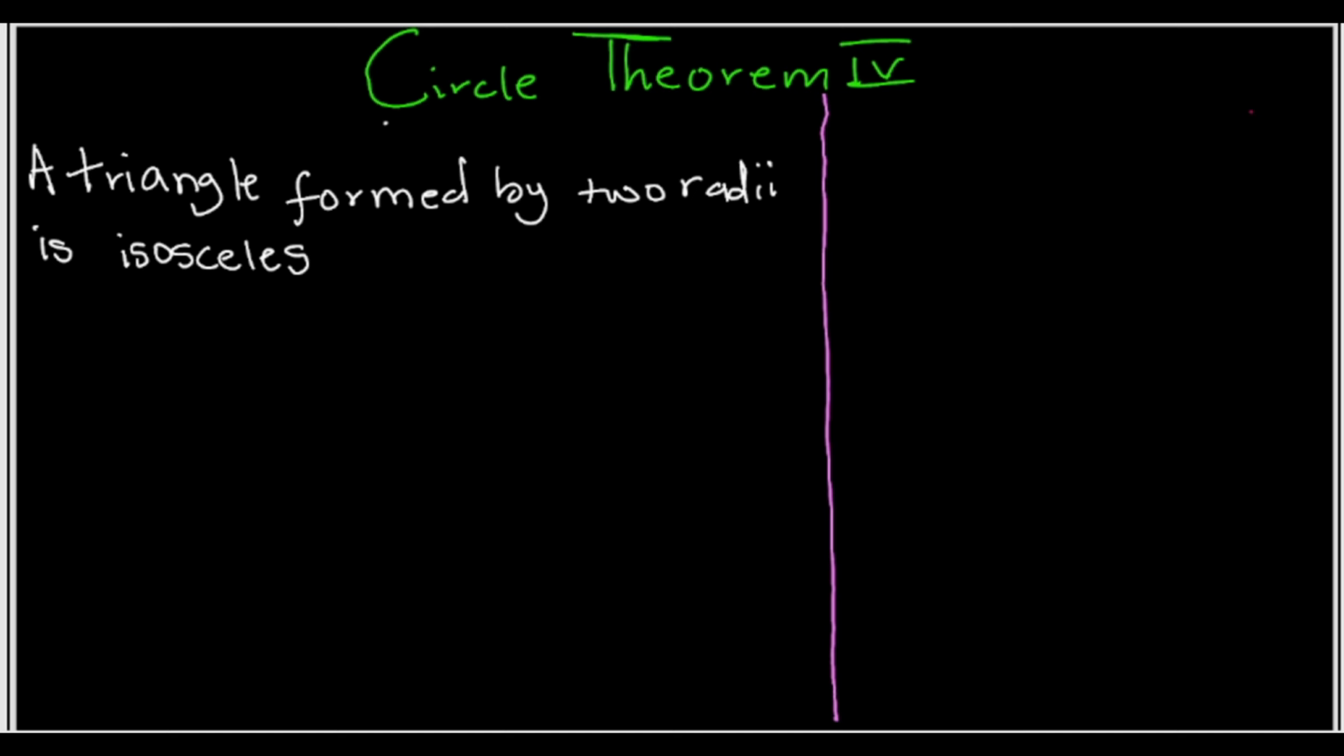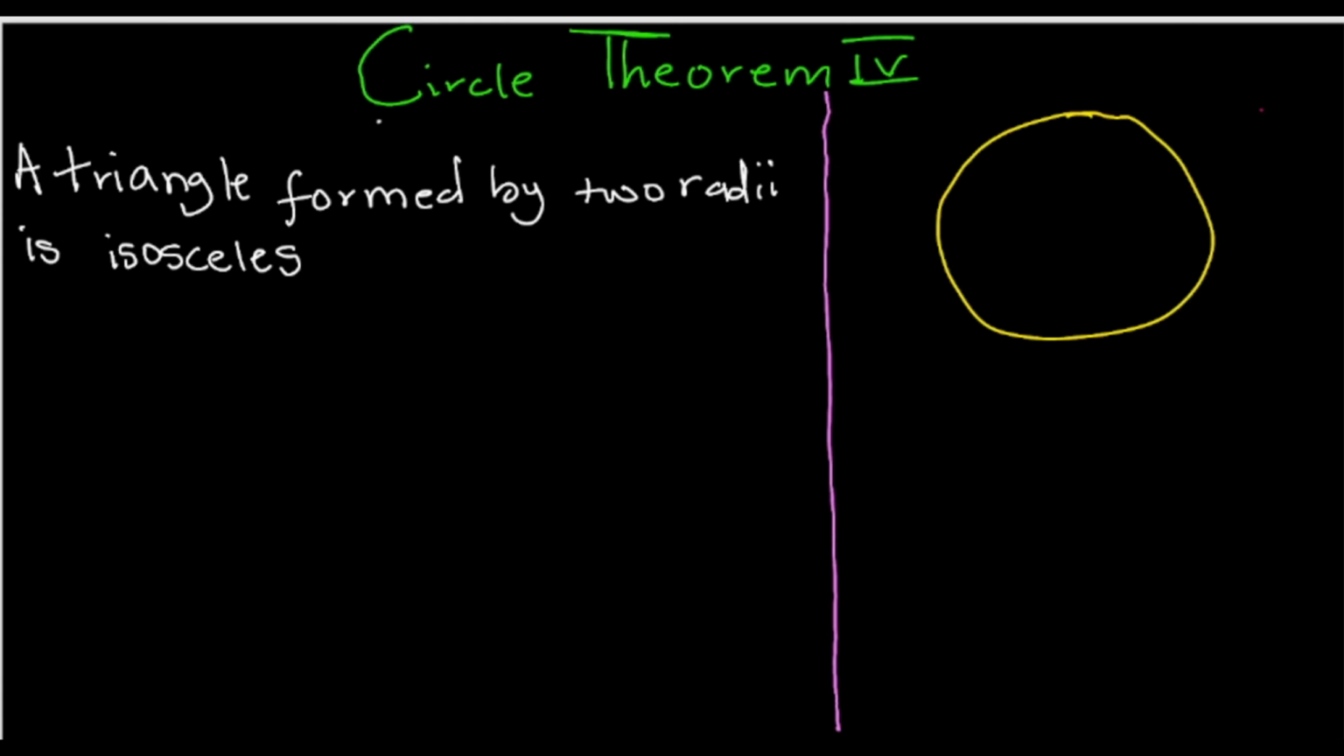Okay, so today we have the fourth theorem on our list, and the fourth theorem says a triangle formed by two radii is isosceles. So let's look at the diagram specific to this theorem. So this is a circle and this is the center. Then two radii here and another radius here, right? So you see these two radii here, they form a triangle, okay? So this way, they form a triangle here.